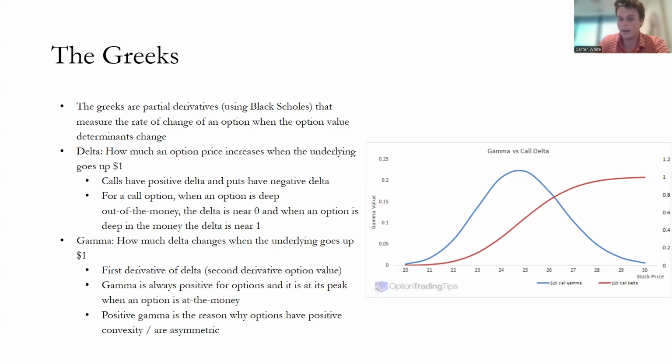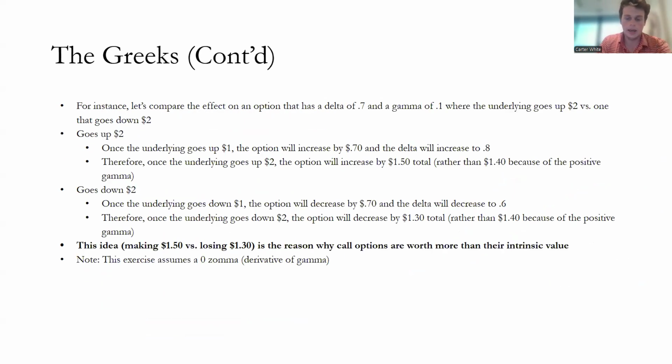And this is that. Gamma is always positive, but it's most positive when an option is right at the money. And this positive gamma is the whole reason why options have positive convexity, or in other words, are asymmetric. And you can see this just by this example. Let's say there's a delta of 0.7 and a gamma of 0.1. What's going to happen when the underlying goes up 2 versus goes down 2?